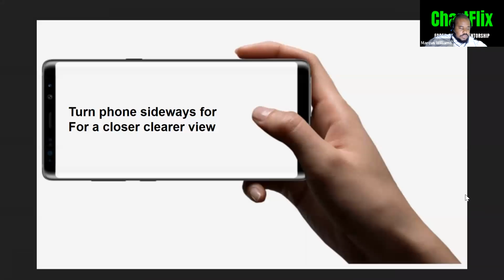Now, if you're on your cell phone, do yourself a favor, turn your phone sideways so you'll get a clear view of the strategies which we are going to share with you this morning.